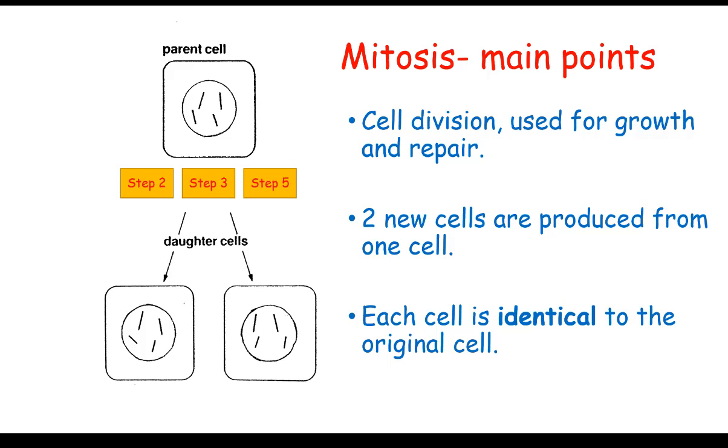It's a quick way of growth because there's two new cells produced for every one cell. And each cell is identical to the original cell. So let's say, for example, again, you fall and cut your knee. You want to have identical skin cells growing back on your knee. You don't want something like liver cells or eye cells growing there. So you need to make sure that in mitosis you realise that each cell is identical to the original cell.